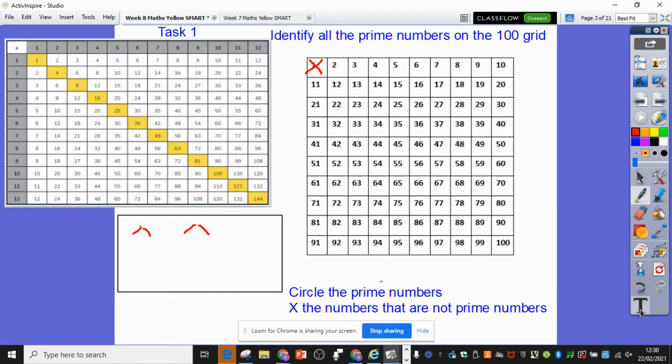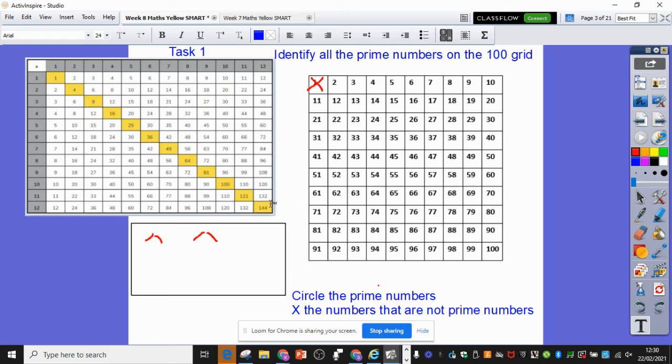So we're going to look at 2. We're going to work our way systematically through this 100 grid, doing what I'm going to model to you now. So here we've got 2. Now I've got my grid here, and I'm going down along here, from 1 times what? 1 times 2 is 2. And then I've got 2 times 1 is 2. But 2 does not appear anywhere else.